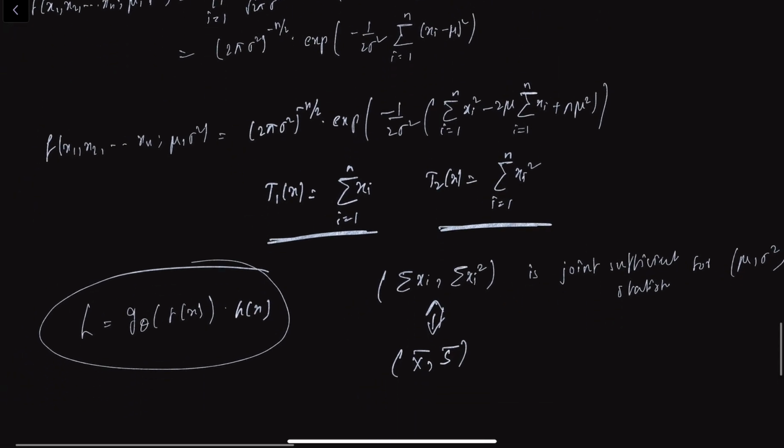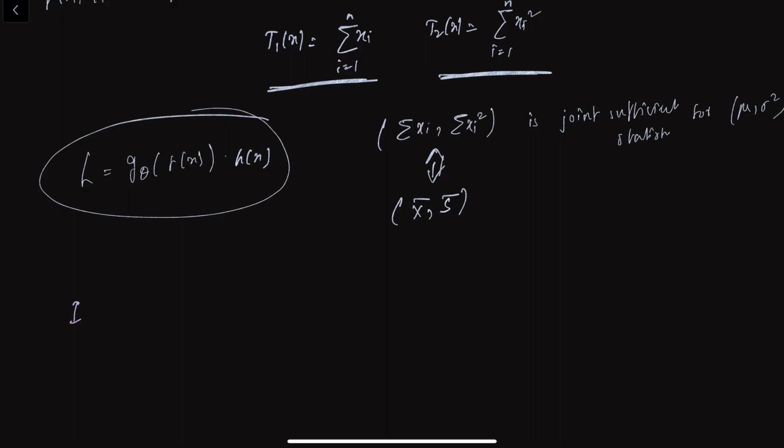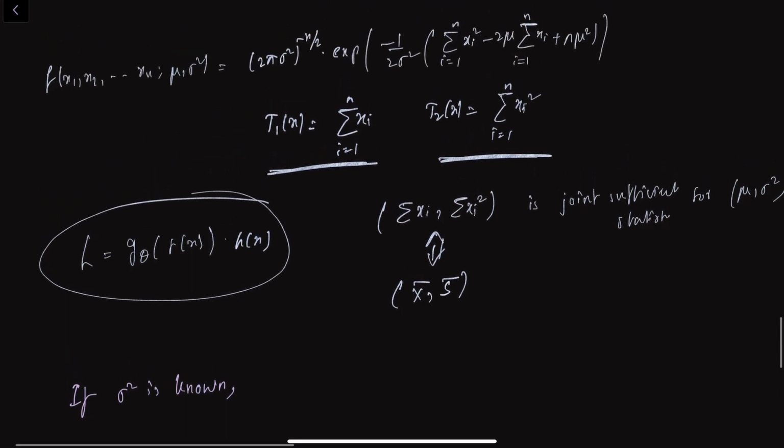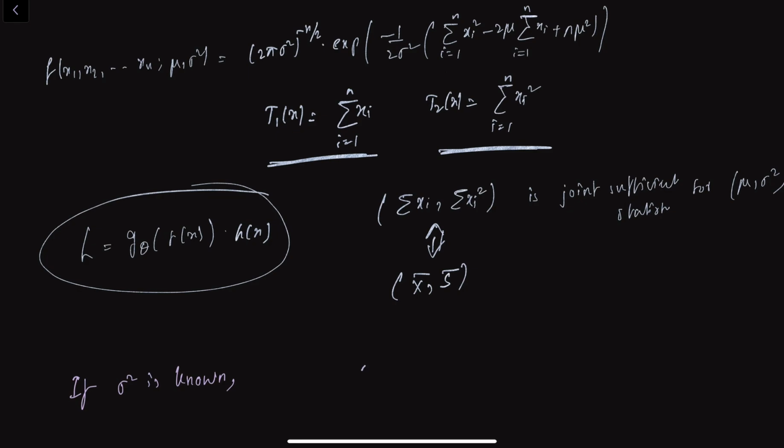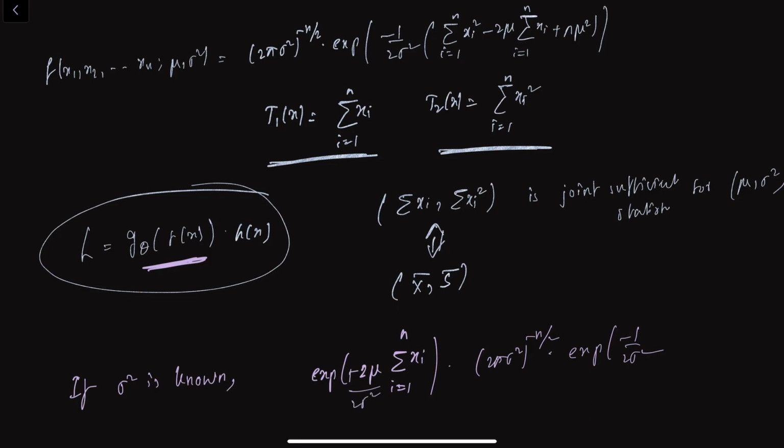Now in the second case, suppose sigma square is known. Then the joint density reduces to the same thing, but our g theta of T of x component will just comprise the 2 mu summation i equals 1 to n xi. So exponent of this thing into the remaining: (2 pi sigma square) to the power minus n by 2 into exponent of minus 1 by 2 sigma square, which is not dependent on mu, summation xi square plus n mu square.